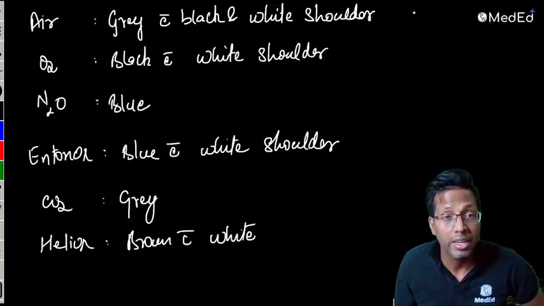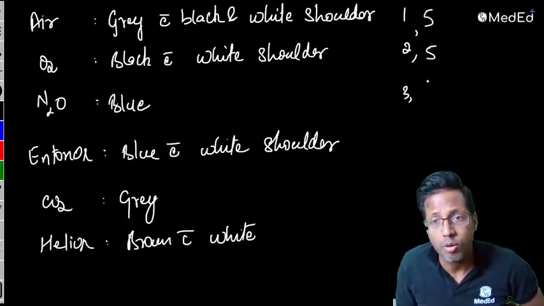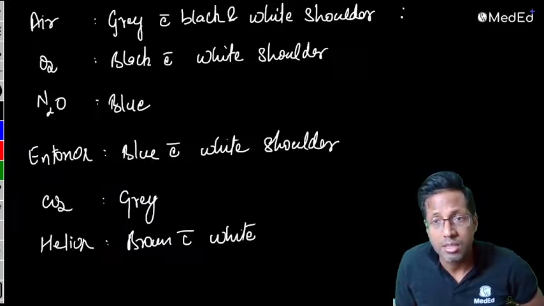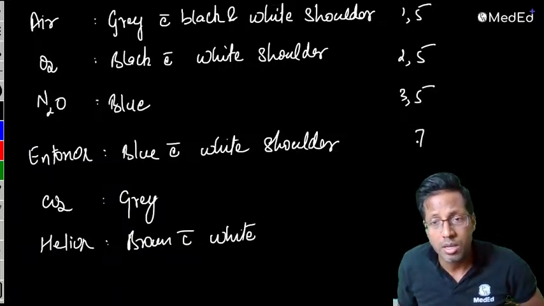Now, if you want to know the pin index numbers, remember the first 3 gases, the ones 1, 2, and 3. You can remember them as 1, 5, 2, 5, and 3, 5. They are the pin index numbers of the first 3 gases. 1, 5 is for air, 2, 5 is for oxygen, 3, 5 is nitrous. 1, 2, 3. NOx, the biggest name, gets the number 7.